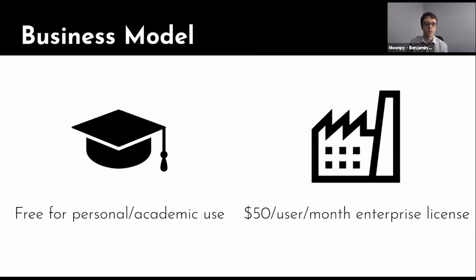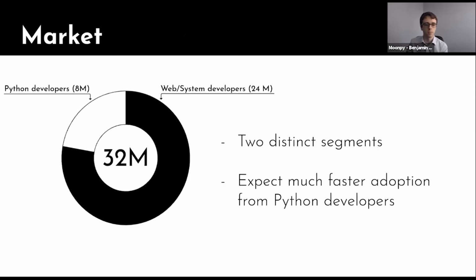Moonpy is going to use a well-established business model, where it will be free for personal and academic use, which will be used to help grow the user base quickly, while corporations and professional users will have to purchase an enterprise license for $50 per user per month, which is extremely competitively priced.